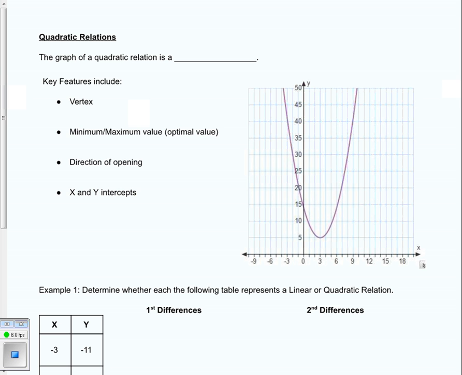The graph of a quadratic relationship is always in a certain shape, and that shape is called a parabola, which looks like a U. So it's always in the shape of a parabola. Again, that shape is a U, and that's either opening up or it could open down. There are also some key features that you would have talked about last year.